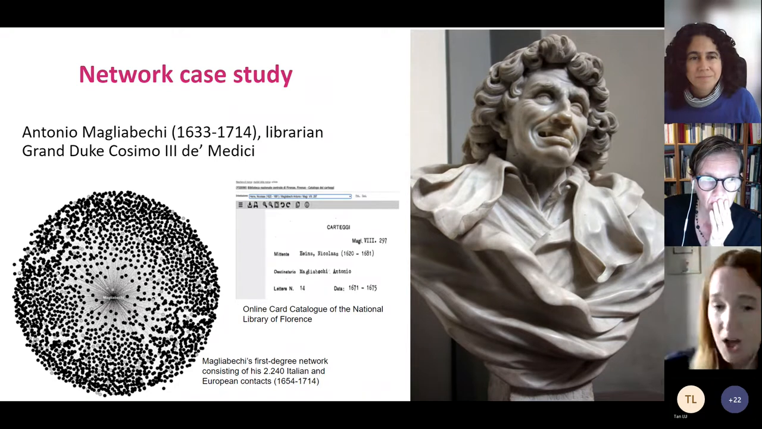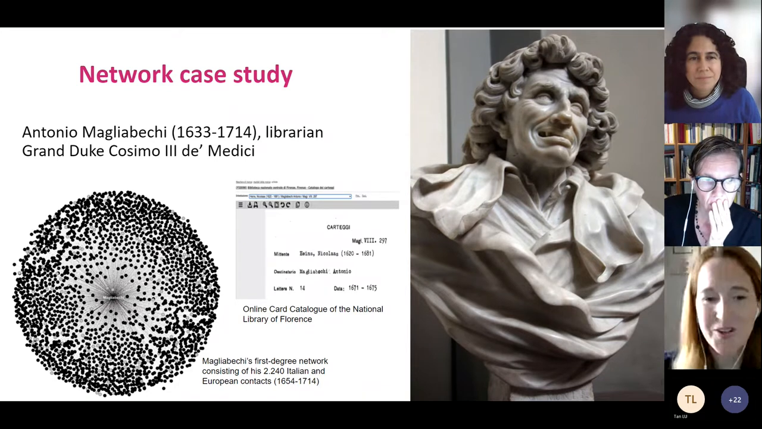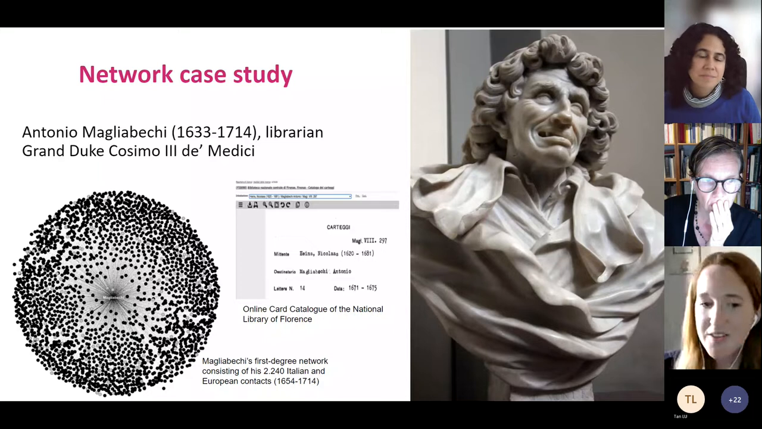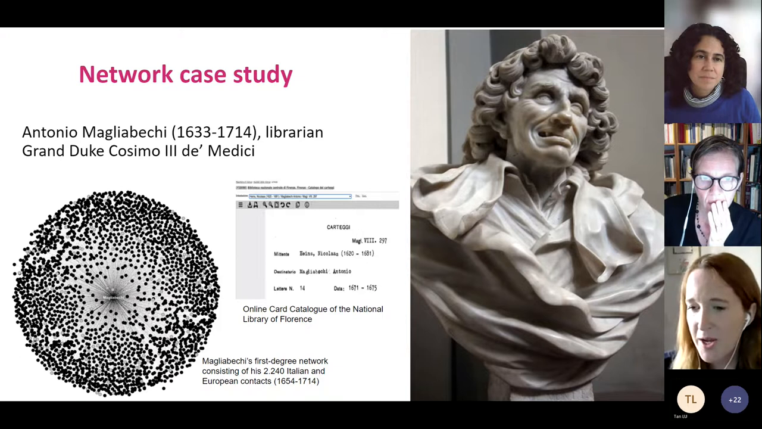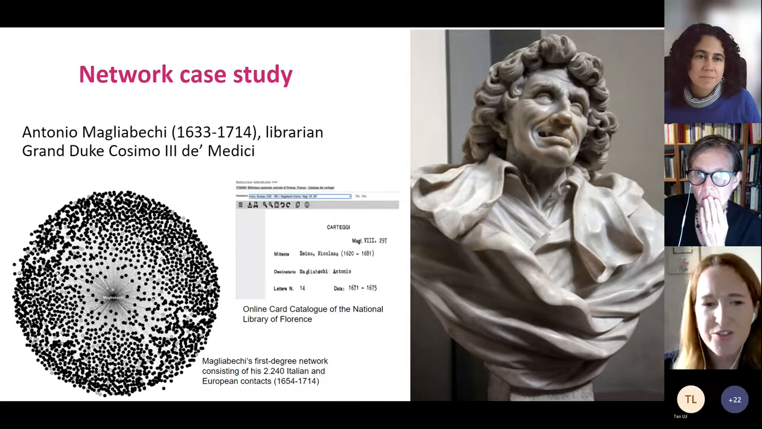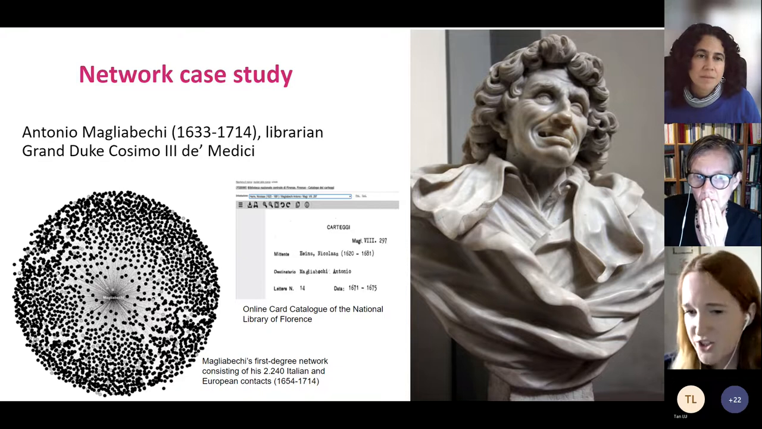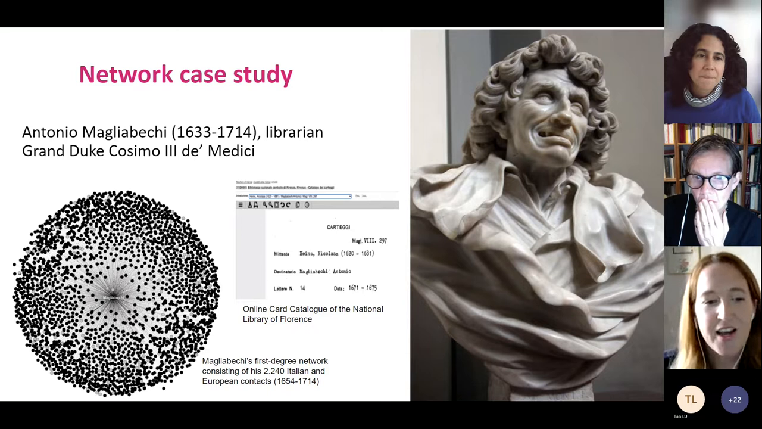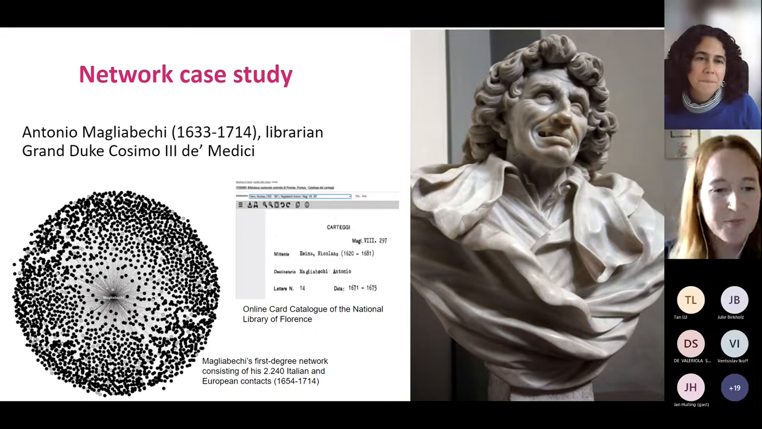So he became one of the most consulted scholars in Europe. And because of that, he developed quite an extensive network in Europe. So it was interesting, not so much why Magliabechi was a knowledge broker, because I already knew that, and I also didn't really need network analysis to show that. But I was more interested in the ambitions he had and the struggles he had in building up his network.